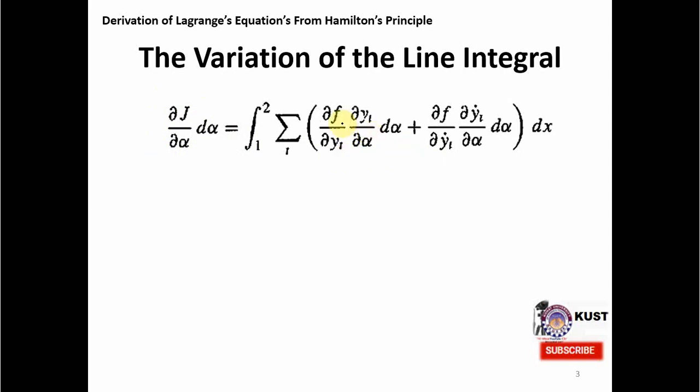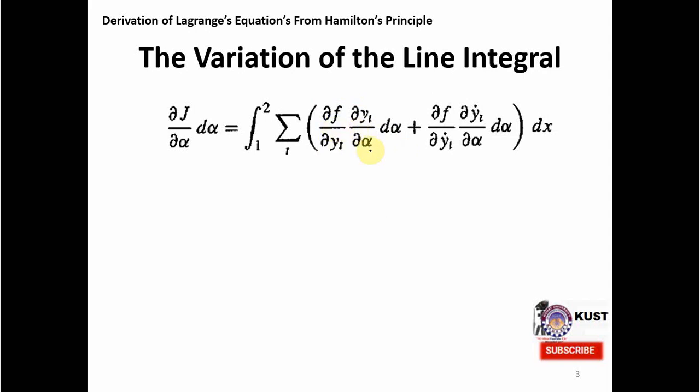Here we have used the chain rule. You can see over here the chain rule: since f is a function of y1, we have taken the derivative with respect to y1, and then y depends upon alpha, so we have taken the derivative of y with respect to alpha. In this way, indirectly with the help of the chain rule, we have taken the derivative of f with respect to alpha.